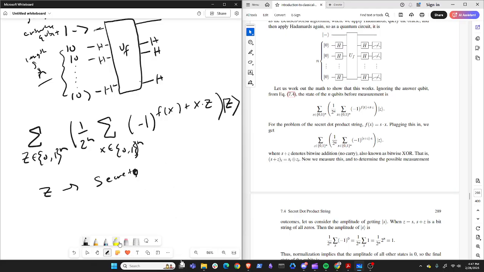No, it's not. I apologize. Z and x are similar. Z and x are equivalent. So we're taking the sum for all z's of the 1 over 2^n multiplied by the sum of the amplitudes that are controlled here by the phase kickback that comes through passing it through this oracle, which is established here to be f of x plus x dot product with z.